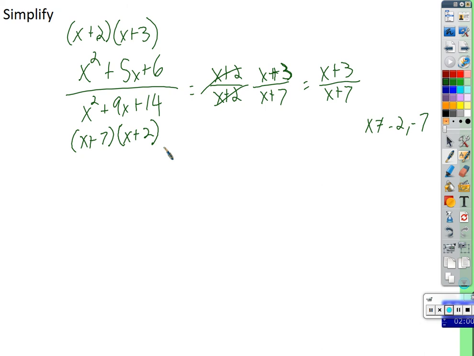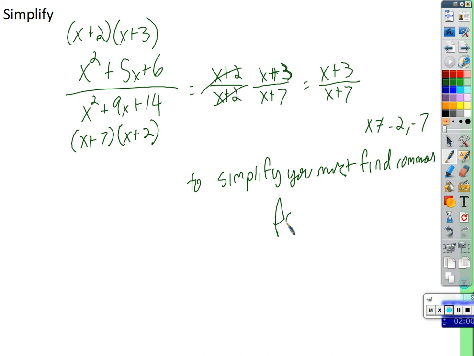So to simplify... I can't count the number of times that if a student just had a clear understanding of what a factor was, they wouldn't have nearly the confusion that they have about lots of different subjects. Simplifying fractions, dividing polynomials, so many things, if we understood what a factor was, we wouldn't have nearly as much trouble as we have. So find a common factor. Something times something else.